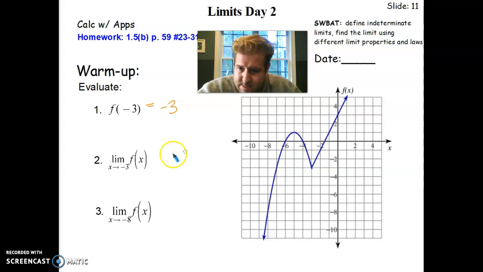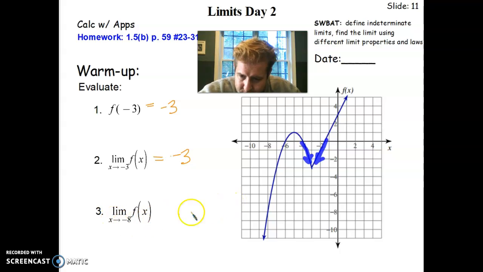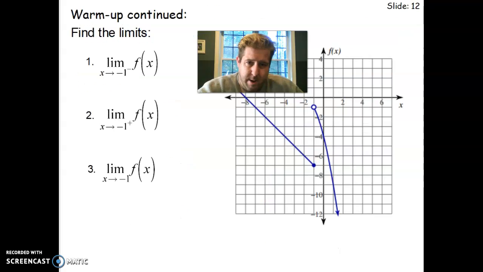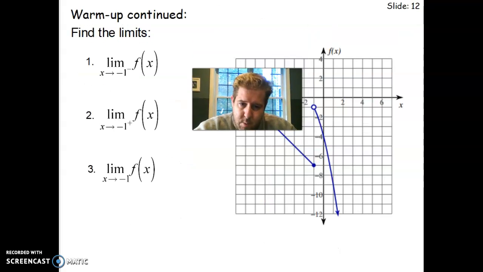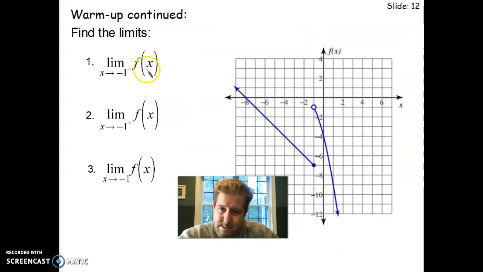You will notice that both sides of the function at negative 3 are approaching the exact same height, which is still negative 3. And what is the limit at negative 8? So if I find negative 8 right here, this side is approaching the exact same point, and that happens to be a height of negative 8. So all right, that's a quick intro of what we did in the last one.